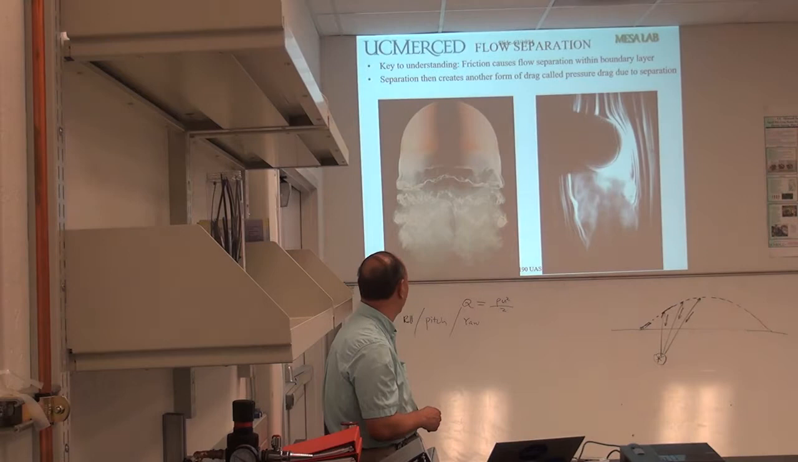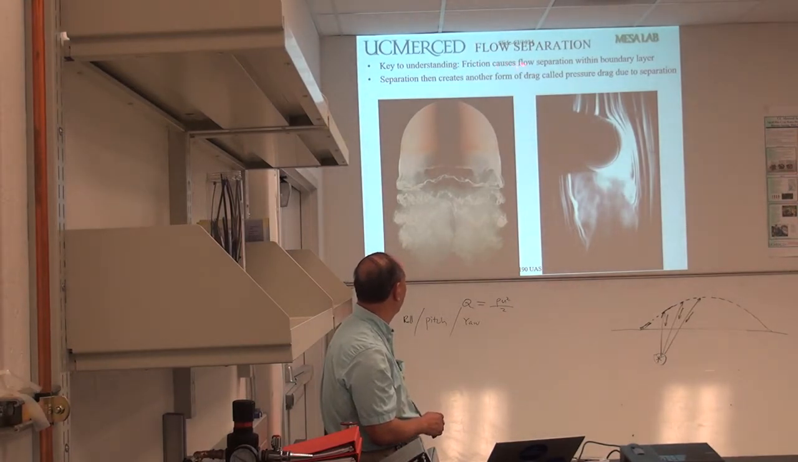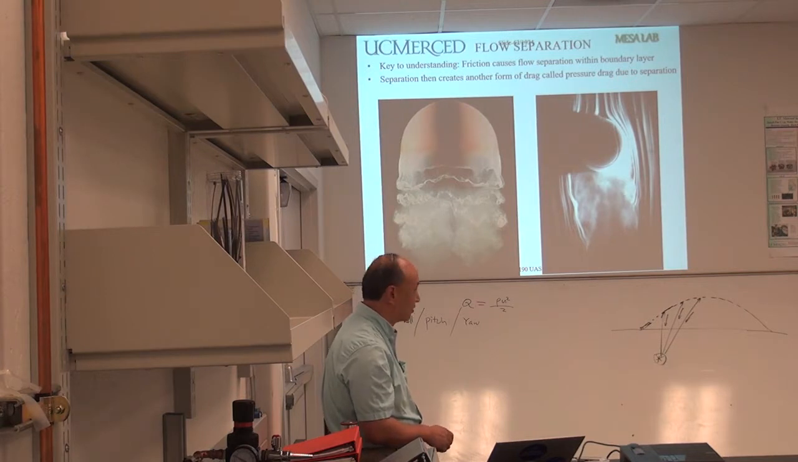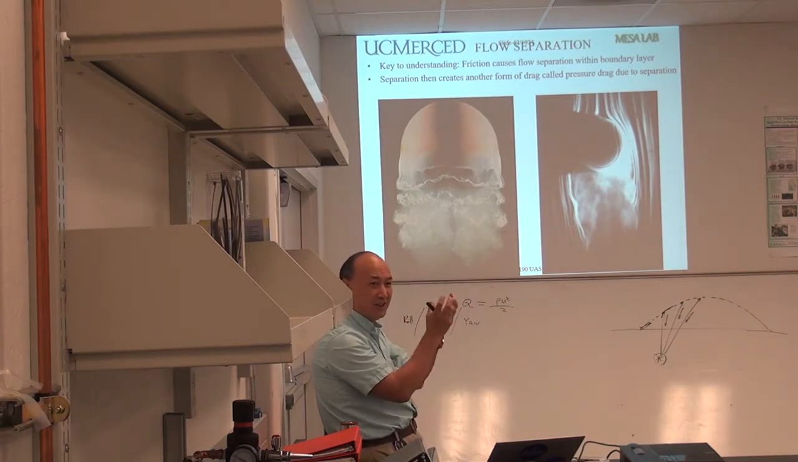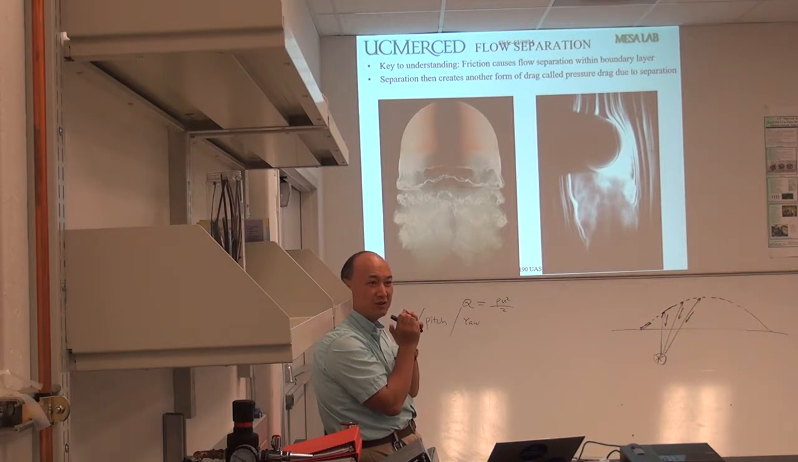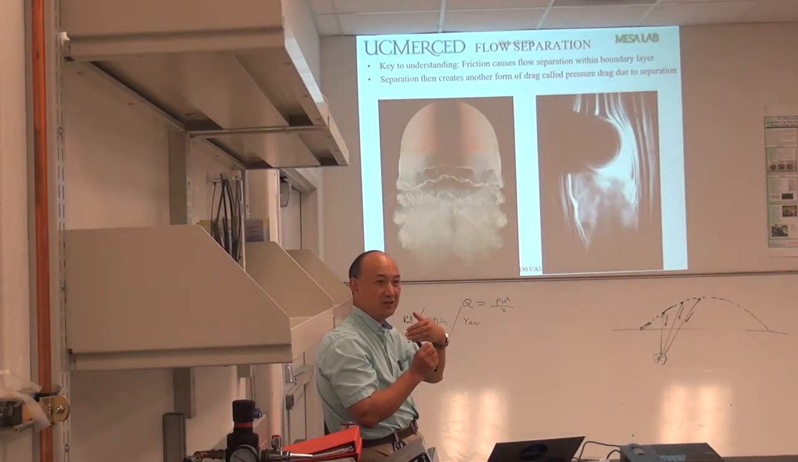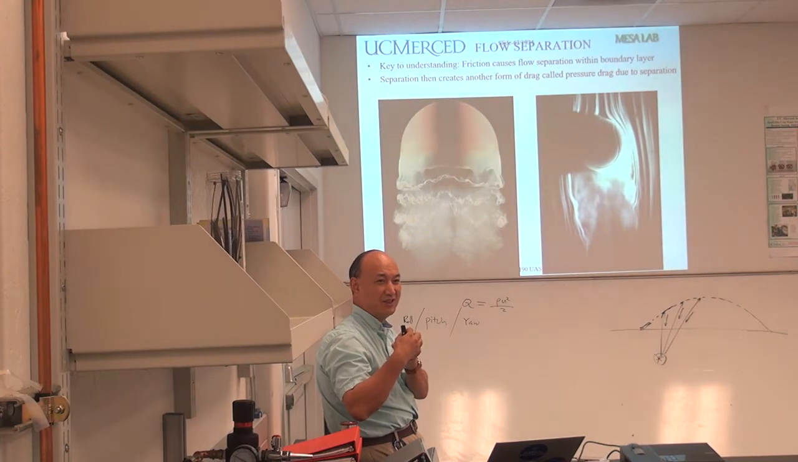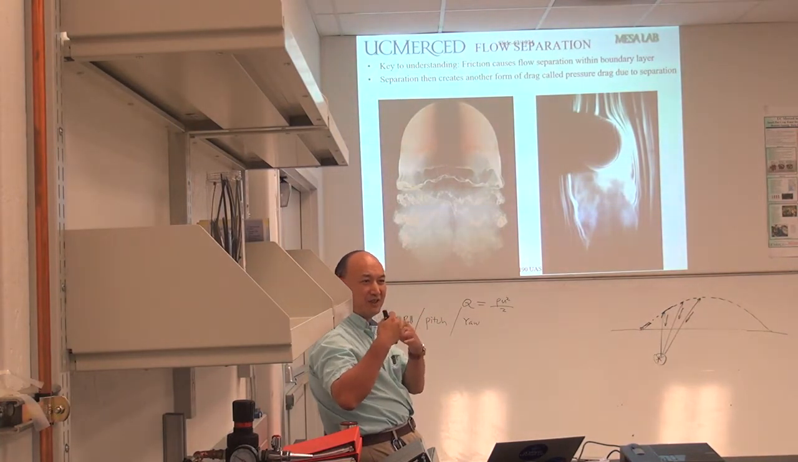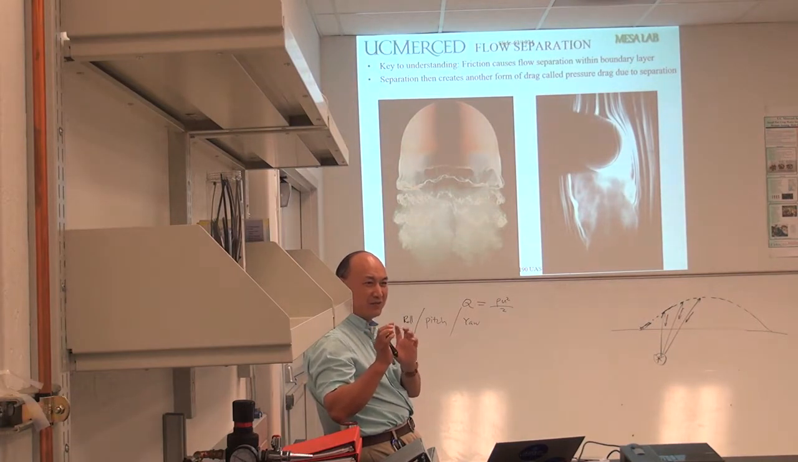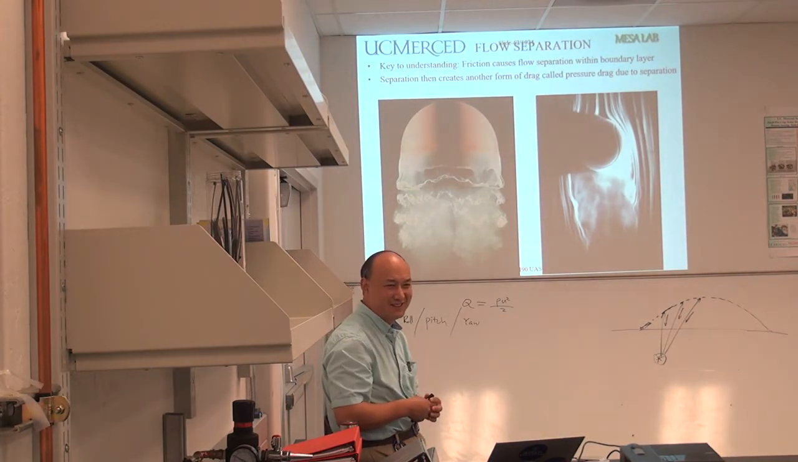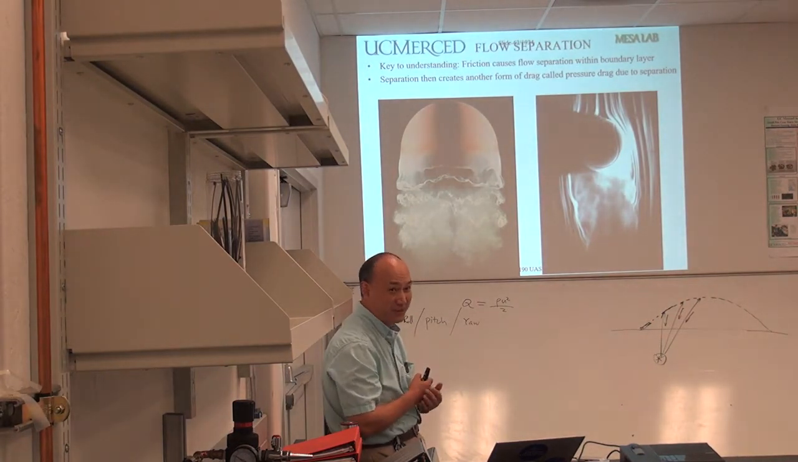Understanding the friction, the cause is flow separation within the boundary layer. Separation then creates another form of drag, called pressure drag due to separation. When you drive your car, the pressure at the back of your car is lower. That pressure difference causes your drag. If somehow you can fill up the back of your car with enough pressure, then your car will move faster. That is true, but it's expensive if you do that.